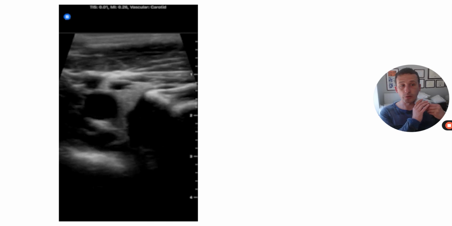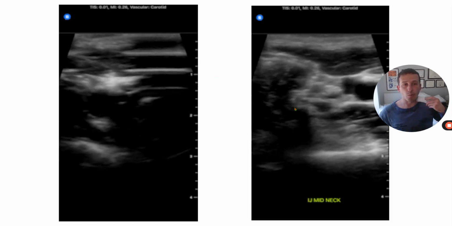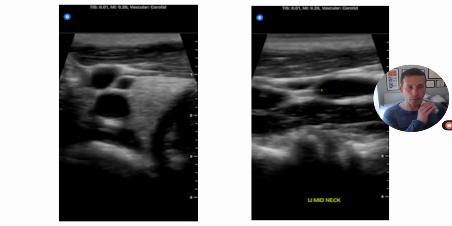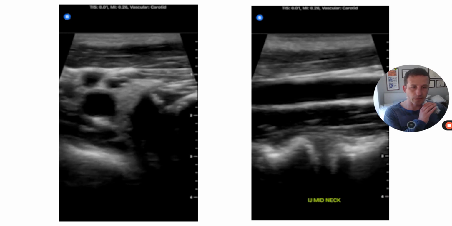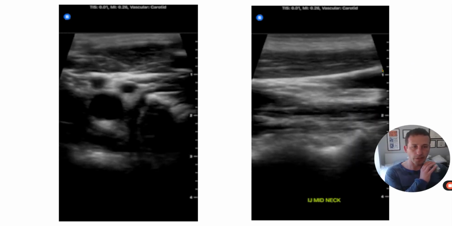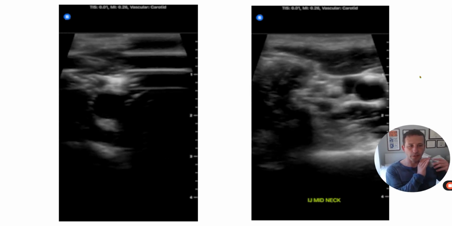From there, you can turn to a long axis view, and what you should see is this kind of wine bottle or bird beak sign. So notice how the jugular vein is pretty much collapsed. So we turn to a long axis view, and we've got the carotid right there, and then fanning over to the jugular. You can see the walls coming together here. So that's the meniscus of that jugular vein.